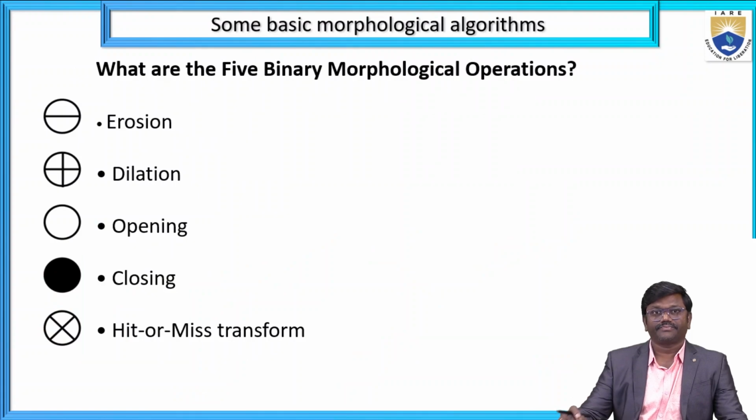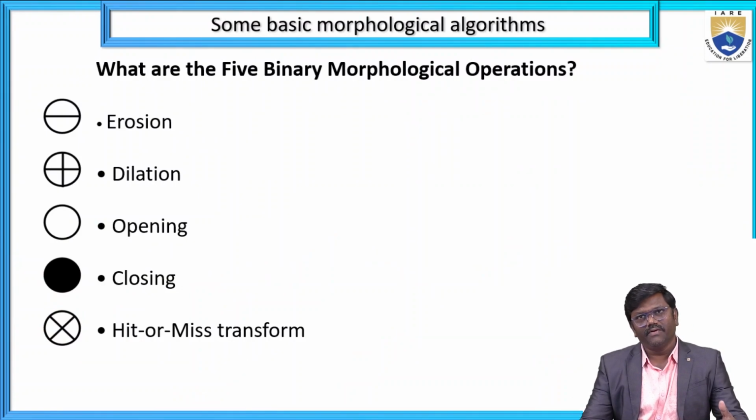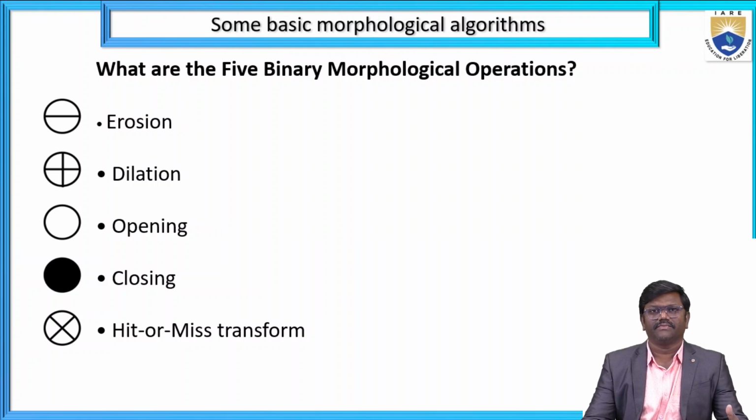Coming to morphology, we can extend it in terms of system design techniques under the morphology algorithms. As we are aware from the previous slide, there are two kinds of morphological operations: number one, binary morphological operations, and number two, grayscale image processing, which you can also consider.